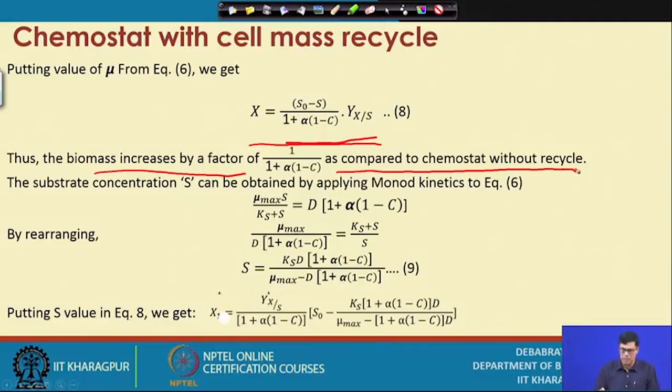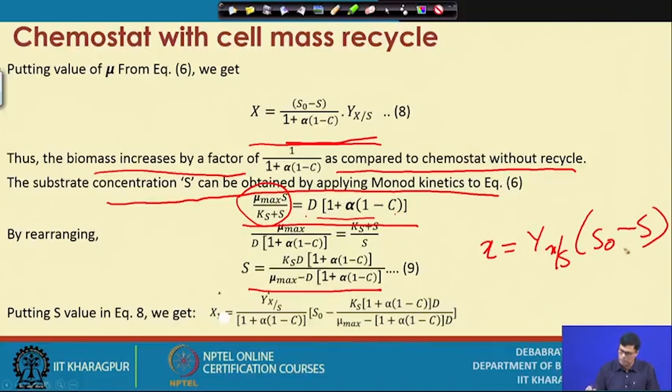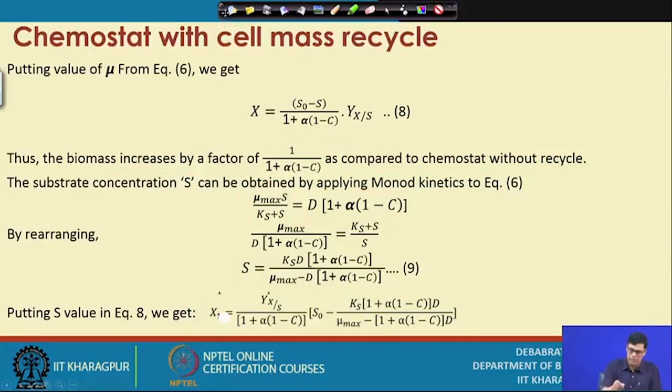So, this is the comparison that we have made, and then substrate concentration can be obtained by applying Monod kinetics like this. This is the equation that we have, and this already we find is equal to mu, and the Monod equation is this, and then we find out the S value will be this, and the X value will be what? Y X by S into S0 minus S. So, if you put the S value here, then you can calculate the value of X. Both S and X values you can calculate with this for the recycling system.